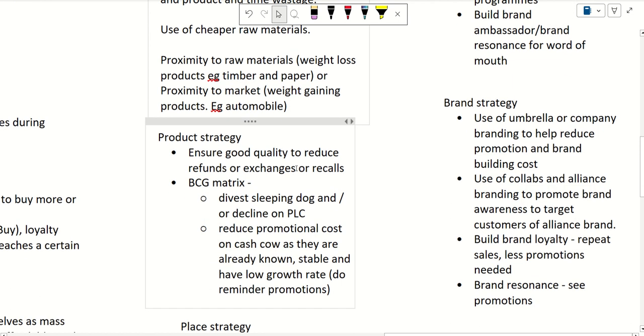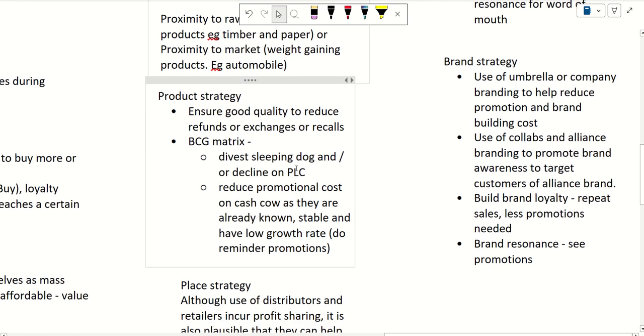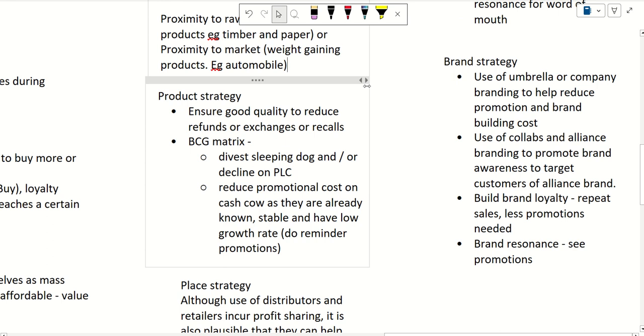Proximity to market is very different. Proximity to market means that your finished products are heavier. Usually they gain bulk, they gain weight after production. So a car, for example, is much heavier than the little parts that all came in. So usually you want to be nearer to the market that you're selling. Let me give you a simple example.